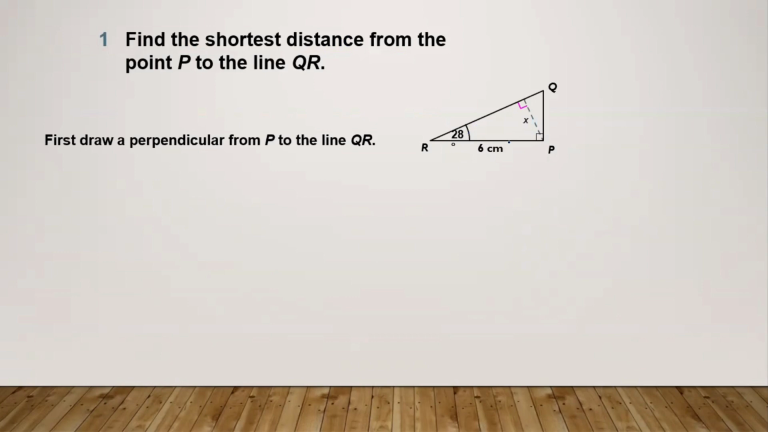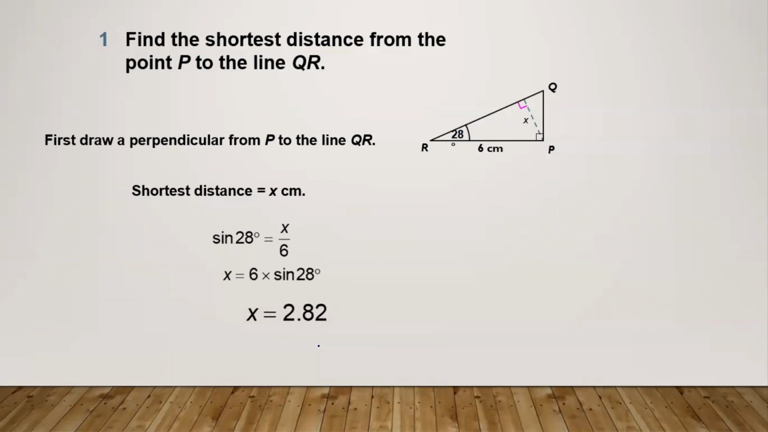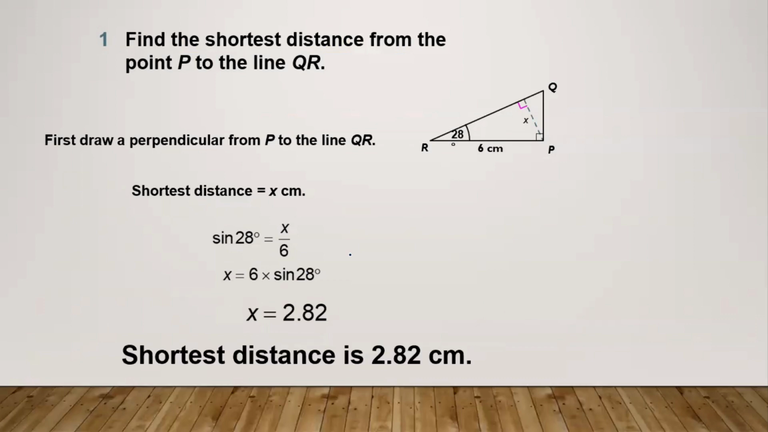Here we will be using trigonometry. So we have a right triangle here where sine theta is opposite by hypotenuse. So we get sine 28 is equal to x upon 6. So x is equal to 6 times sine 28. Using the calculator, 6 times sine 28, you get 2.82. This is how the shortest distance from point P to line QR is 2.82 centimeter.